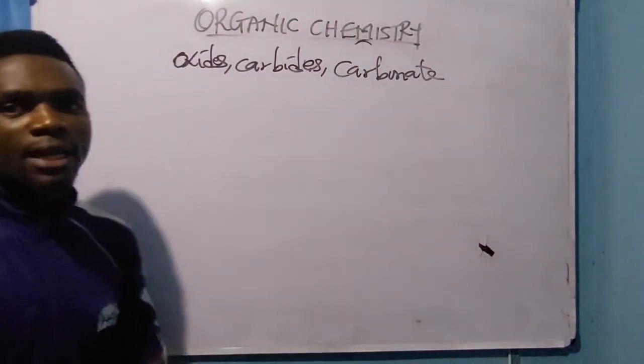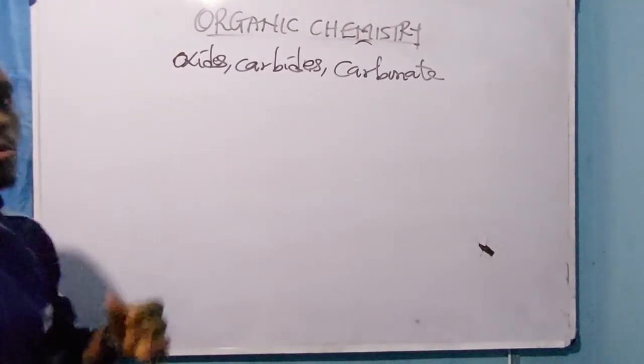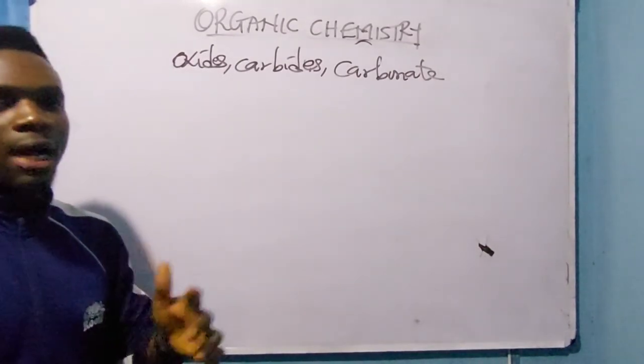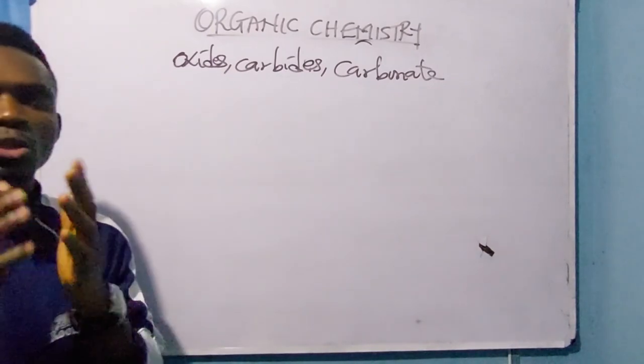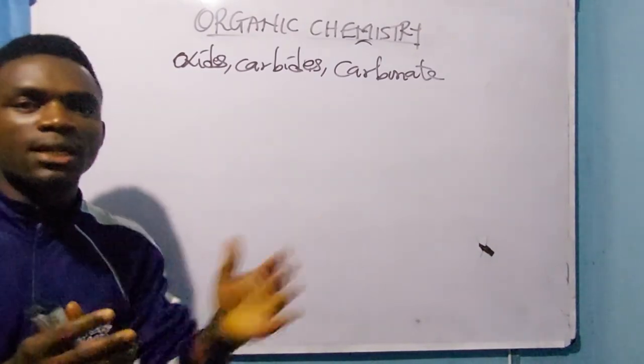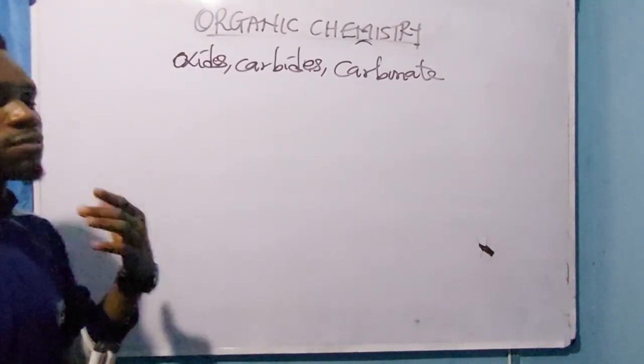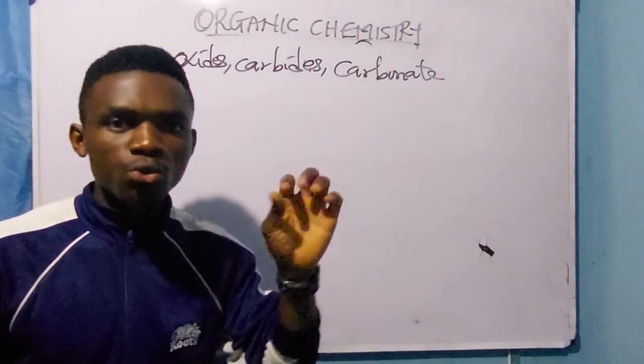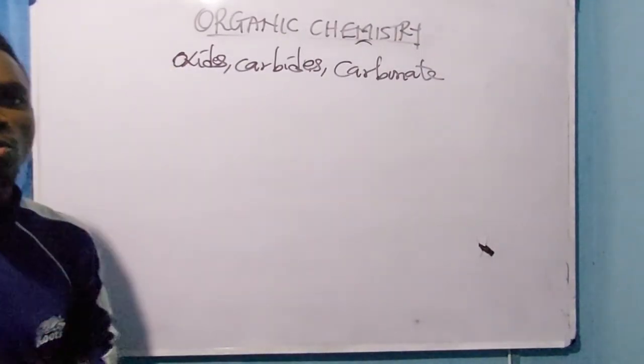Now, the principal element that we shall be discussing in organic chemistry is carbon. You know that carbon is called an ubiquitous element because it's found in both plants and animals, and it's found in period 2 and group 4 in the periodic table.